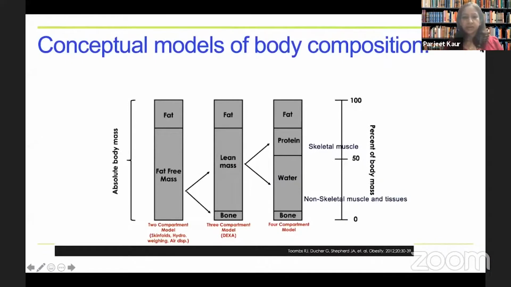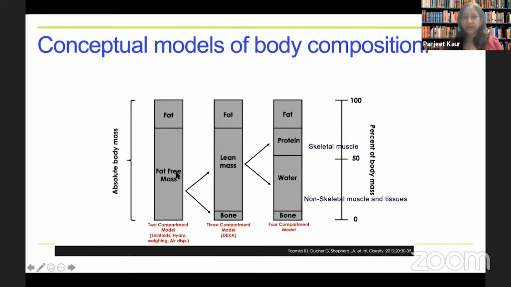So, to understand the concept of body composition, there are various models, and this figure shows those models which are in common use. Based upon these conceptual models, we have various body assessment methods. The simplest of which is the two compartment model, which divides our total body mass into fat free mass and the fat mass. So, it's a very simple model.